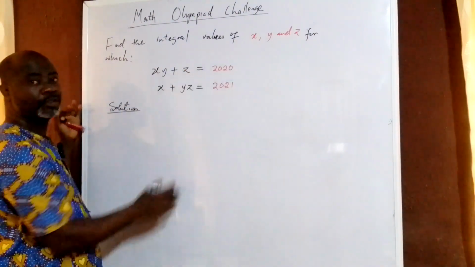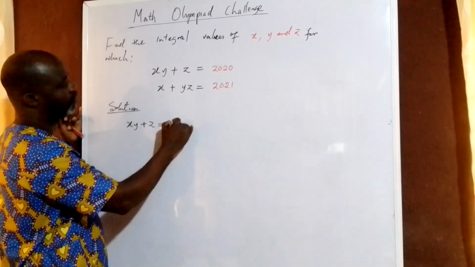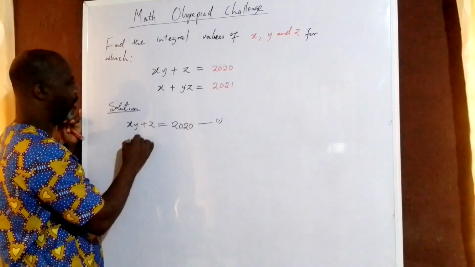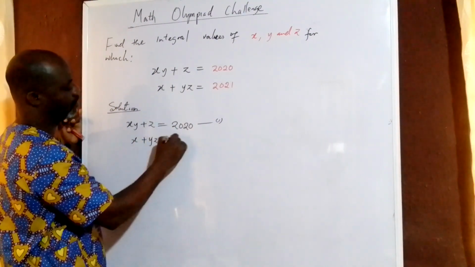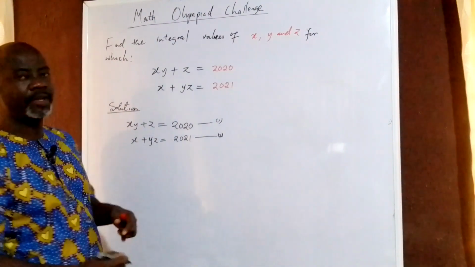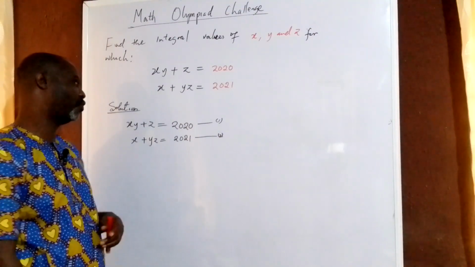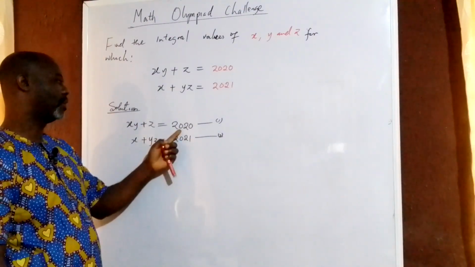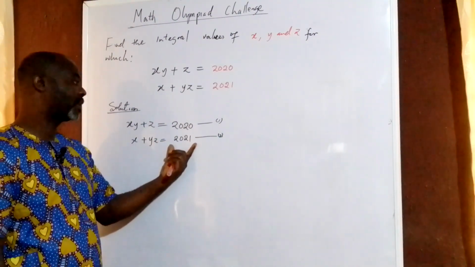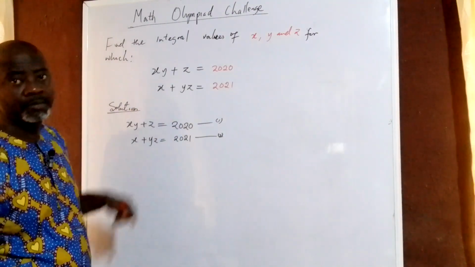I'm going to form two equations. First, I have xy plus z equal to 2020. That's equation 1. Then of course, x plus yz equal to 2021, equation 2. Let's look at the right hand side of the equations: 2021 and 2020. So numerically, equation 2 is greater than equation 1, so it makes sense to subtract equation 1 from equation 2.